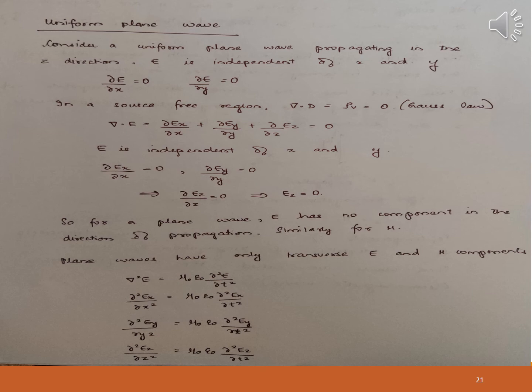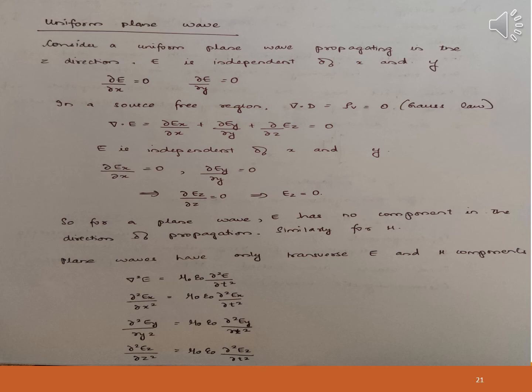And similar is the case for H also. So what does it imply? E has a component only in the x direction. Okay, I have been repeating this a number of times. E has a component only in the x direction. H has a component only in the y direction. There is no component of E or H in the z direction. So that has been proved here now. So that means plane waves have only transverse E and H components. That's why E, H and the wave propagation are always mutually perpendicular to each other, because only the transverse components of E and H contribute to the wave propagation.